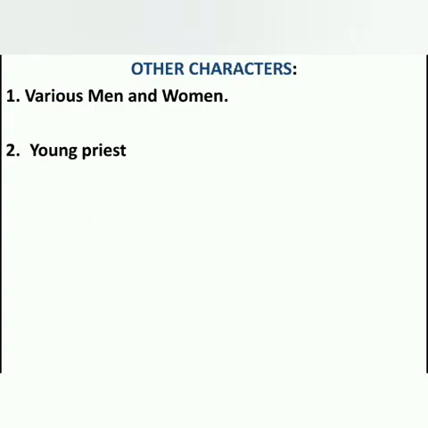We have other characters like various men and women who carry the dead body of Bartley in the last part of the play. So various men and women, they are the islanders, okay? And also we have the character of the young priest. Though he doesn't appear in the play, Maurya, Cathleen and Nora mention him and his words.